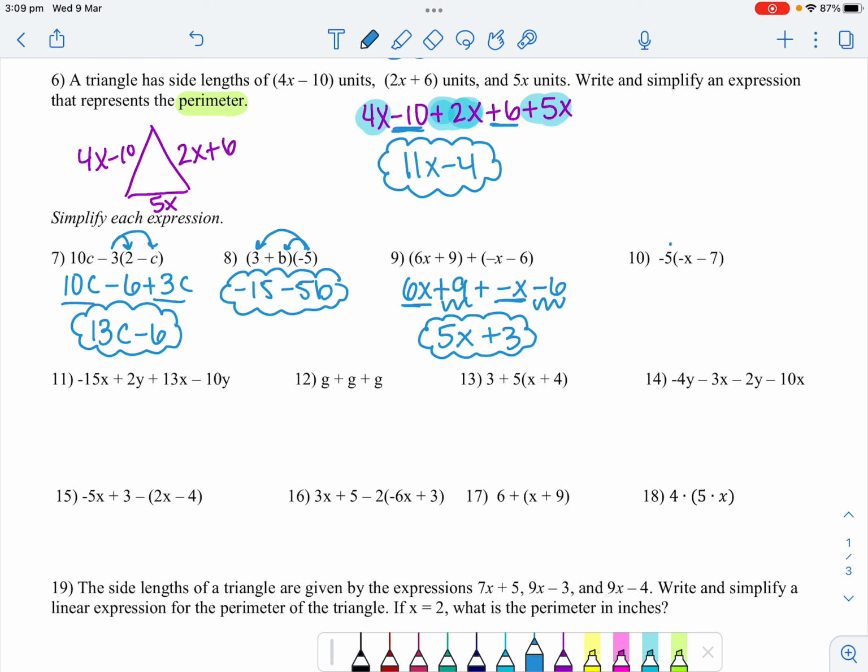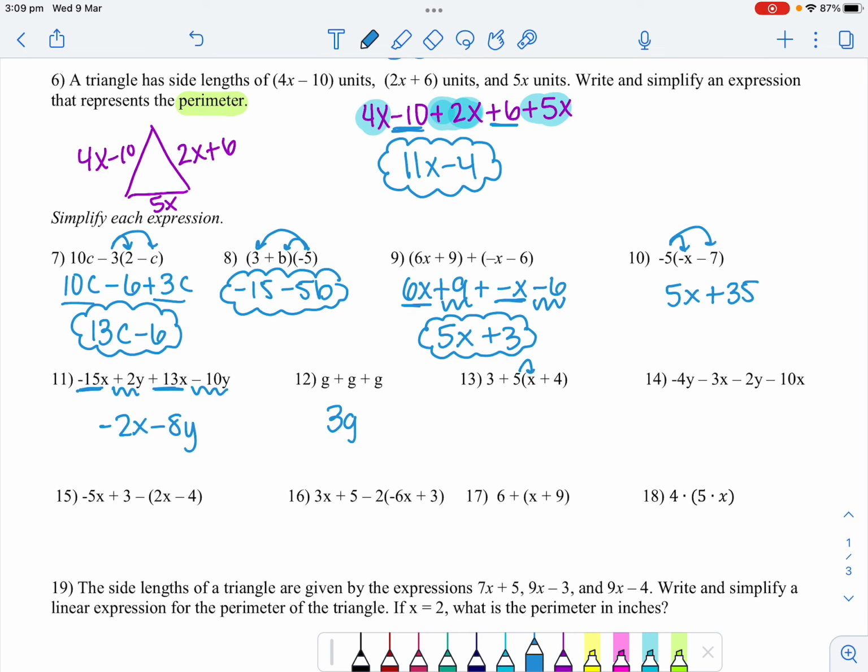Here I'm going to distribute. Negative 5 times negative x is going to be a positive 5x. Negative 5 times negative 7 is plus 35. Number 11, I'm just combining like terms. So negative 15 plus 13 is negative 2x. 2y and negative 10y is going to be a minus 8y. 12, there are 3 g's, so 3g.